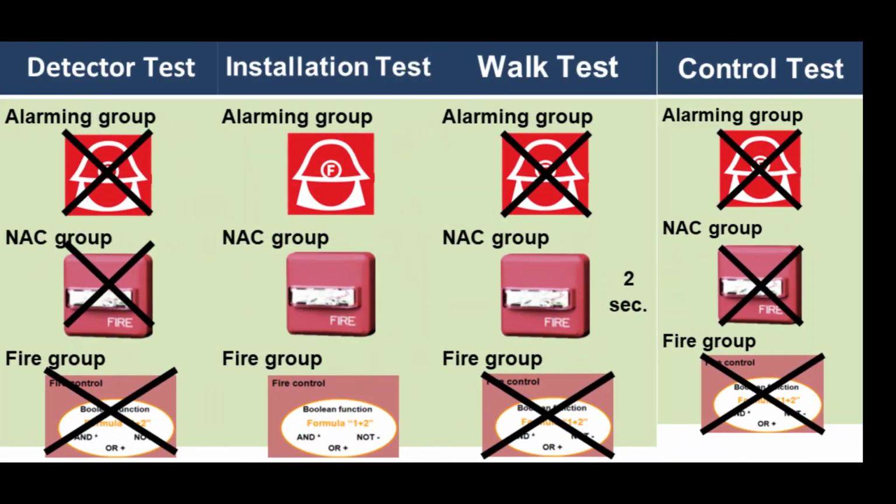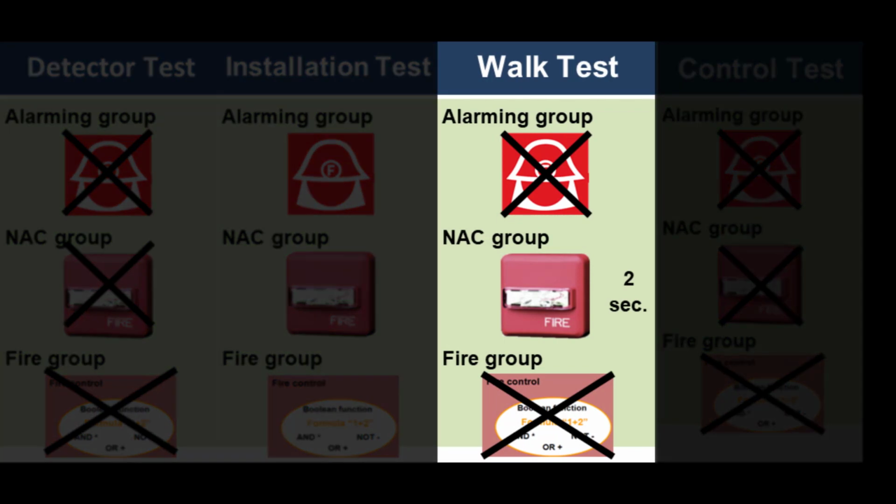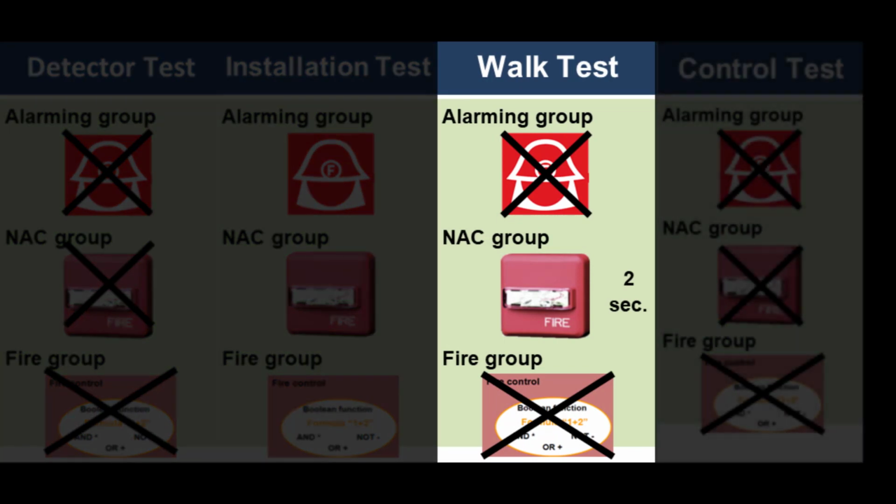Now, let's look at the walk test, which is the most common setting for the annually or semi-annually system maintenance test. Walk test is a hardware function test for devices and their allocation to the detection tree. It activates the NACs with a 2-second momentary burst. No other outputs are activated.